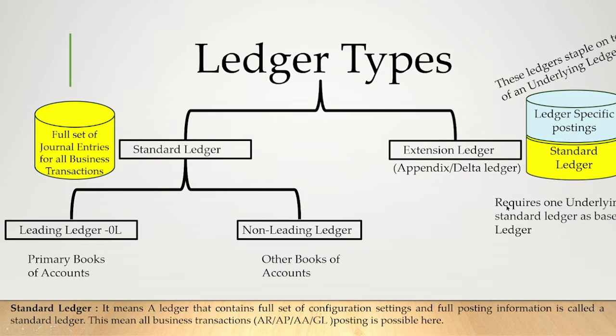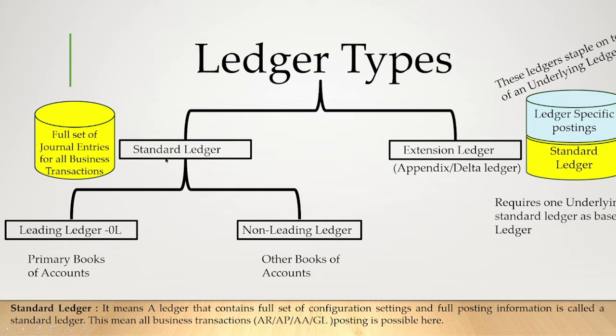Appendix ledger always requires one underlying standard ledger as the base ledger. So this is the underlying ledger. This is the base ledger. Extension ledger always requires one base ledger. That base should be a standard ledger. That is called the underlying ledger. The standard ledger may be a leading ledger or a non-leading ledger. So over the base ledger, these ledgers are stapled on top of the underlying ledger.